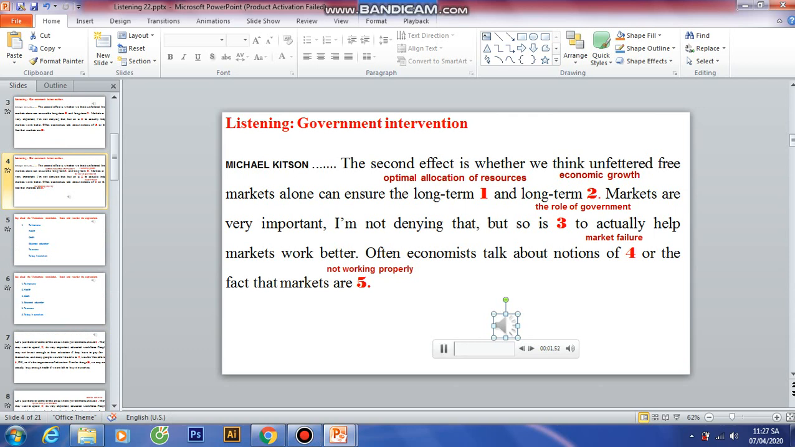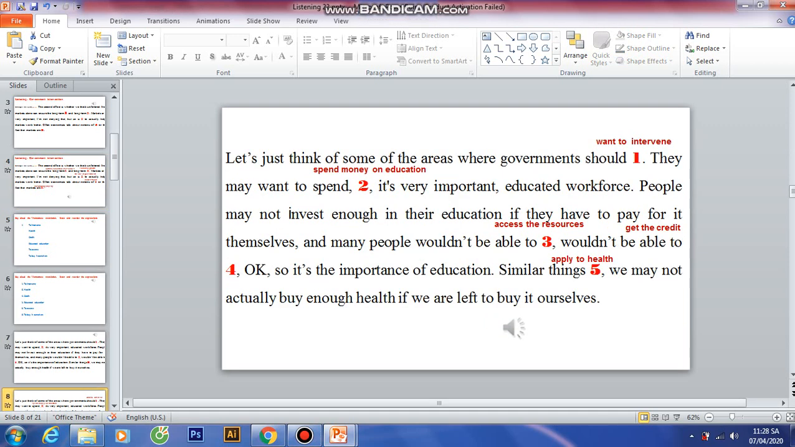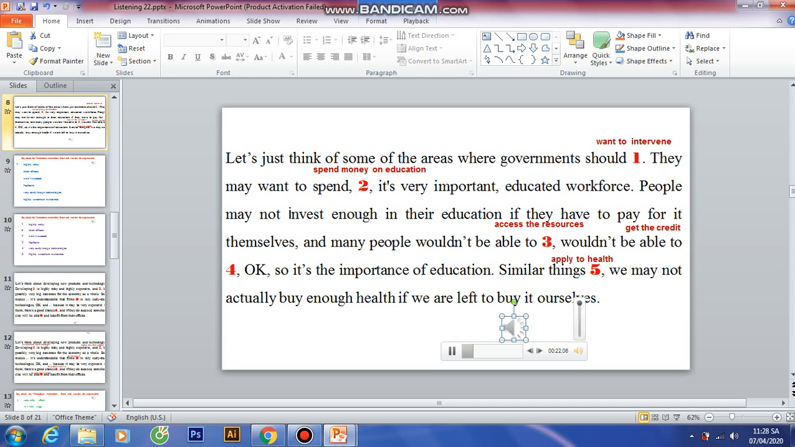The second effect is whether we think unfettered free markets alone can ensure the long-term optimal allocation of resources to long-term economic growth. Markets are very important. I'm not denying that, but so is the role of government to actually help markets work better. Often economists talk about notions of market failure or the fact that markets are not working properly. But let's just think of some of the areas where governments should want to intervene.